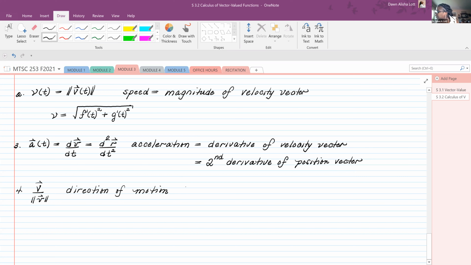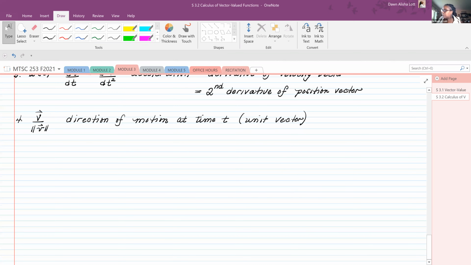All right, at a given time t. And it is a unit vector. Okay. Quick, easy example. So r of t is equal to 3 cosine t i plus 4 sine t j.